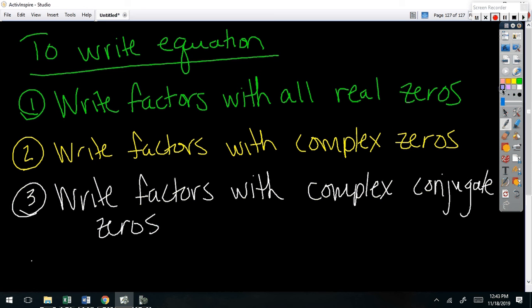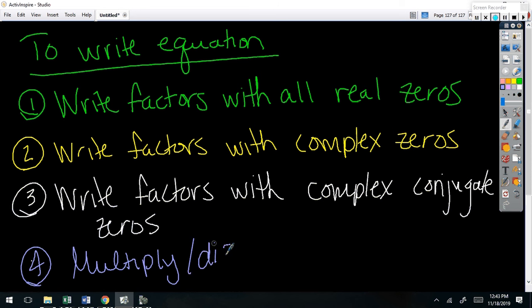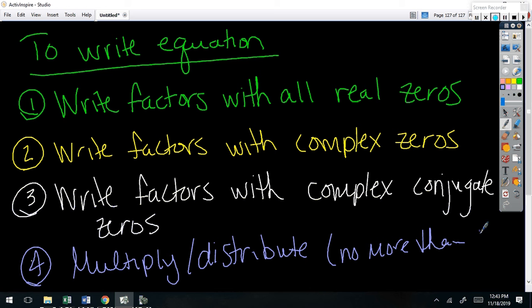And then lastly, like I said, we are going to multiply out. But make yourself a note, because we never want to multiply more than 2 at a time. Never more than 2 at a time.